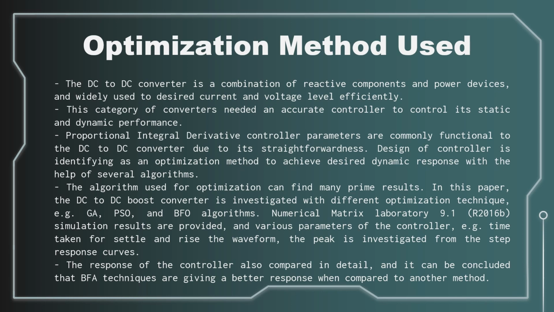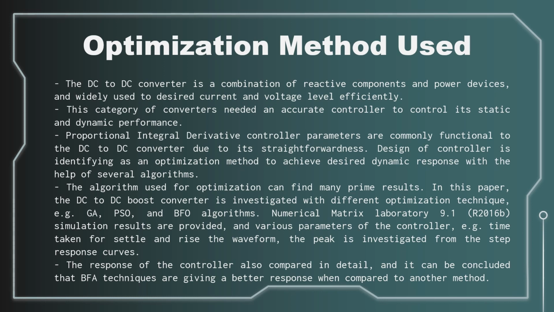Proportional integral derivative controller parameters are commonly applied to DC converters due to their straightforwardness. Design of the controller is identified as an optimization method to achieve desired dynamic response with the help of several algorithms. The algorithms used for optimization can find many prime results.